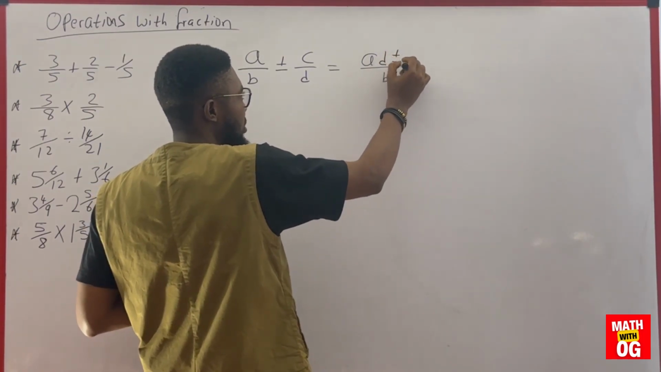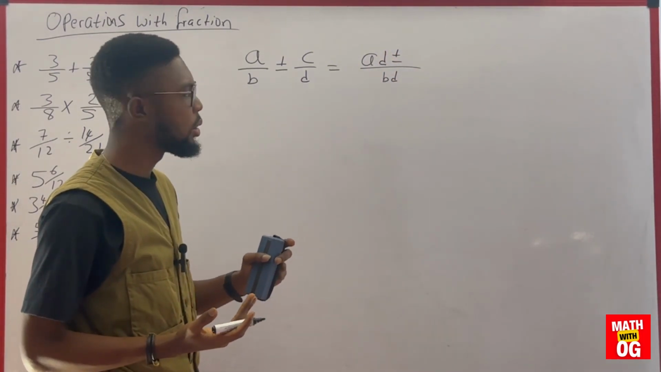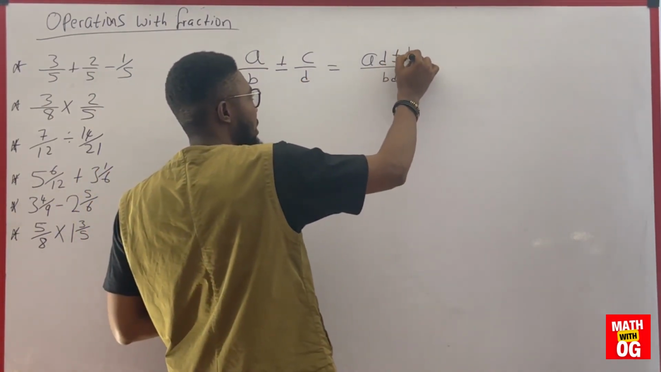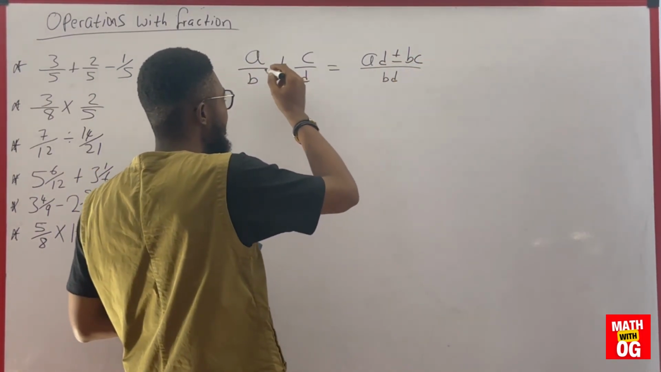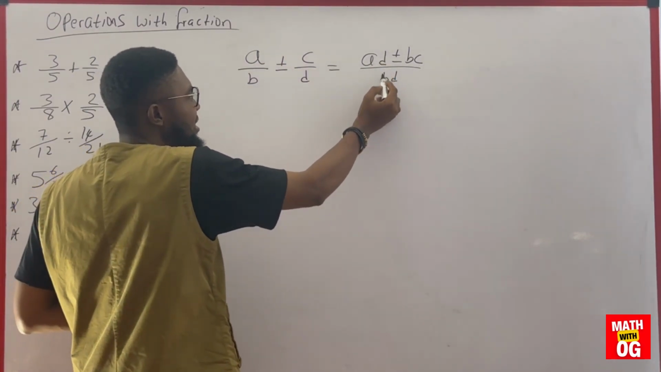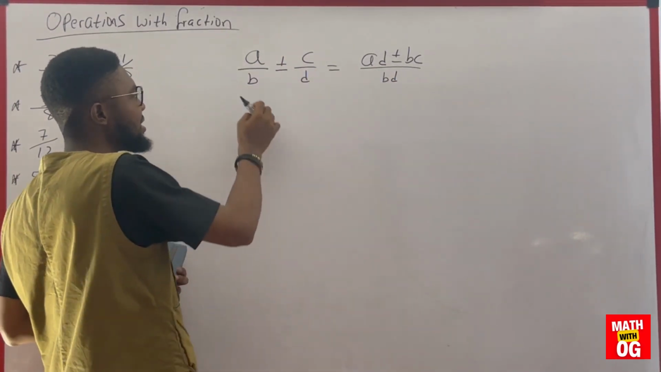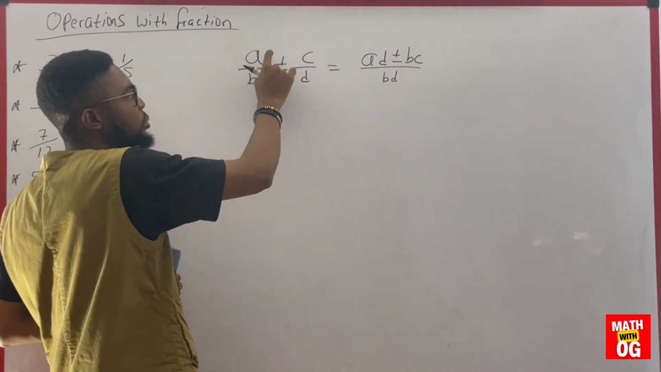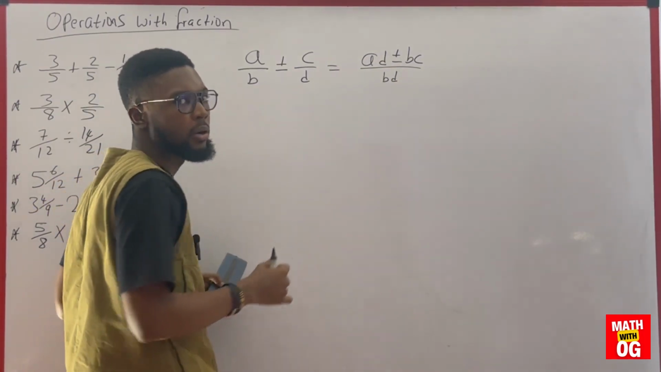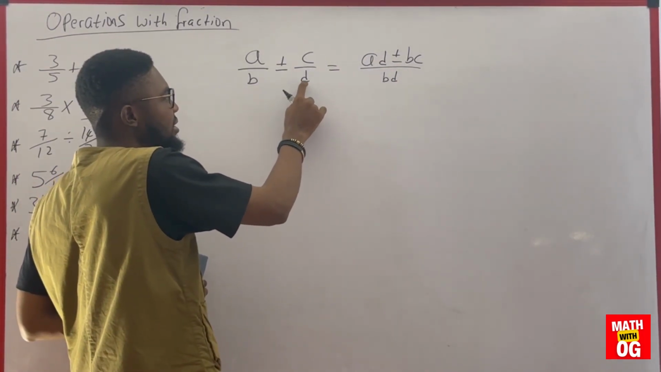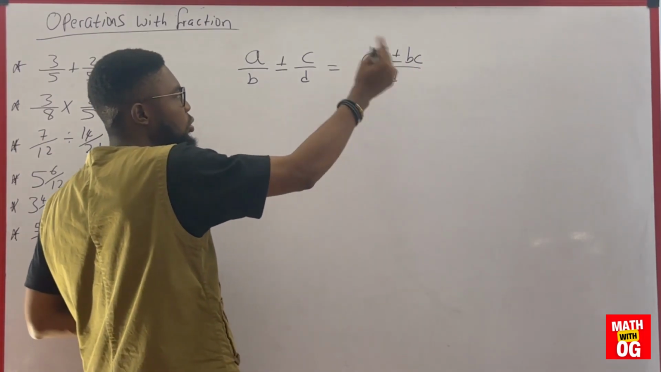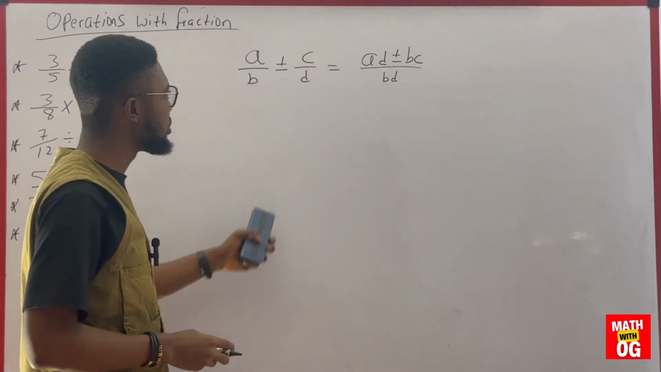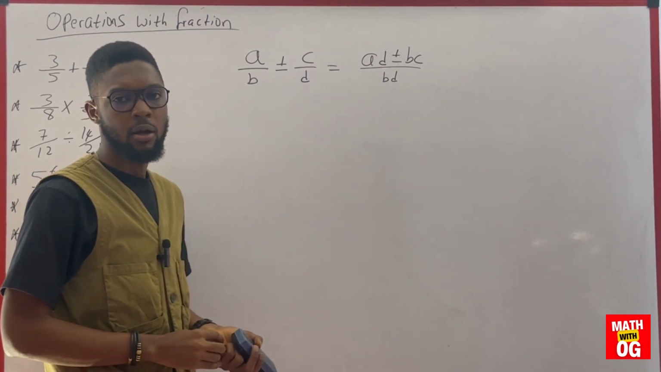Then you have plus or minus. That means either you are working with plus or you are working with minus. d will go into bd, b times, and b times c will give us what? bc. So in essence, a over b is the same thing as ad over bd, because I simply multiplied this denominator by d to get this denominator. So I have to multiply the numerator by d to also get this numerator. Similarly, I simply multiply this denominator by b to get this denominator, so I have to multiply this numerator by b to also have this numerator. So this is how you add and subtract fractions.